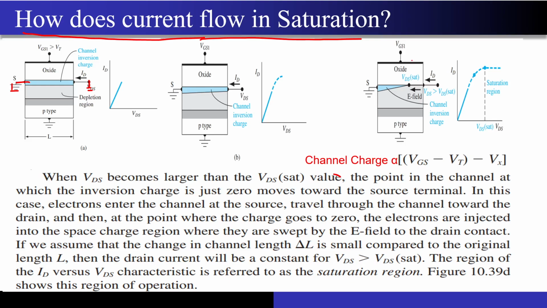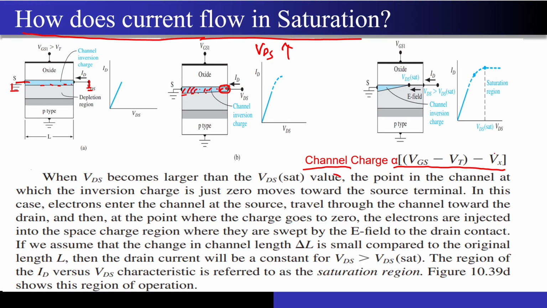Now why they ask this question is because sir must have told you that as you keep on increasing the VDS value, this channel that you are seeing here actually starts to shrink at the drain side. If you ask me the reason why this shrinks, I derived it in my last lecture as well: the inversion layer charge is proportional to VGS minus VT minus Vx.